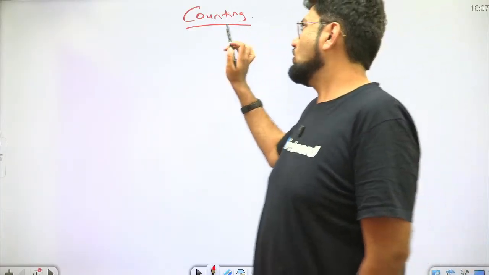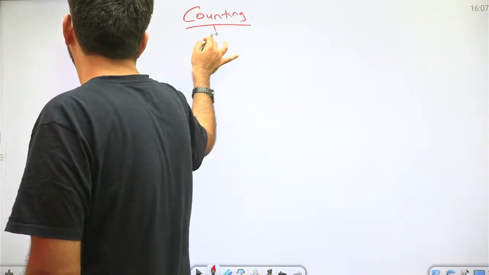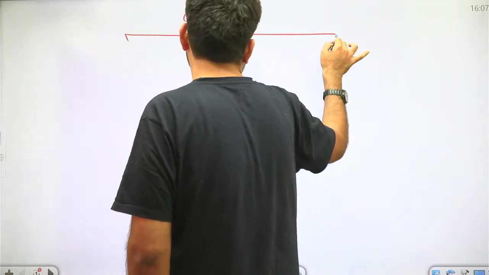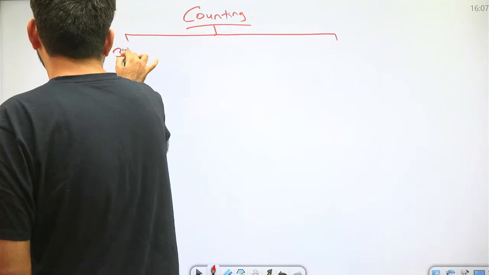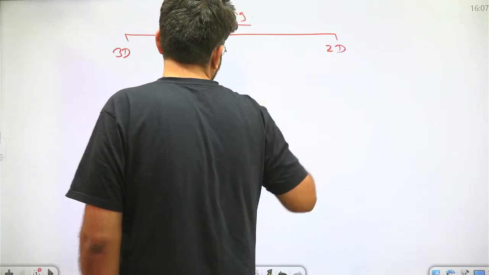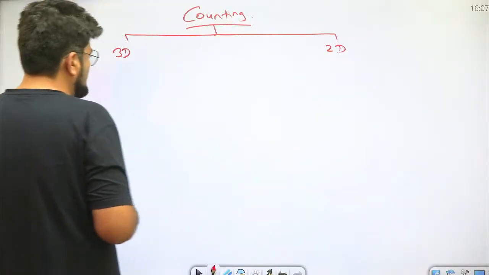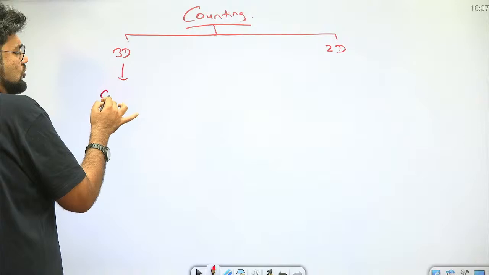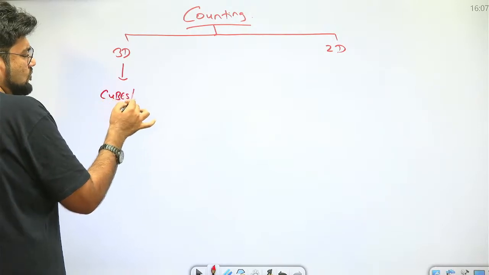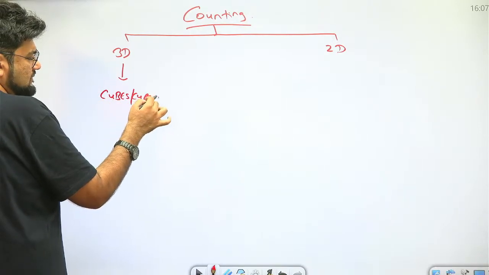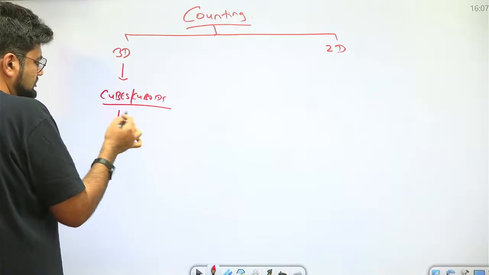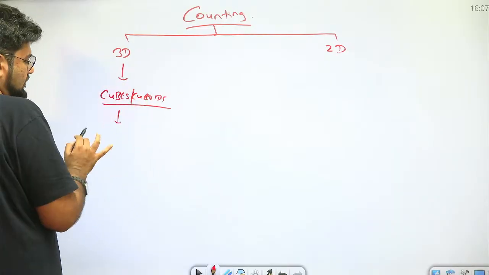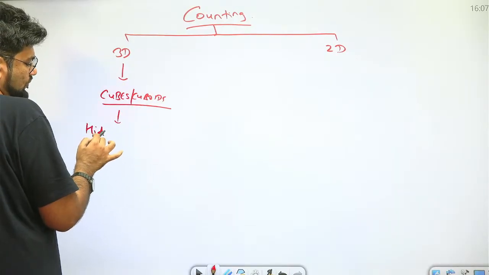Now, when I talk of counting, there are two major types of figures which are presented before you. One is 3D figures, the other one is 2D figures. In terms of 3D figures, they'll mostly ask you questions based on cubes and cuboids only. So what happens here is, the only crux point here is that you will count the hidden figures also.